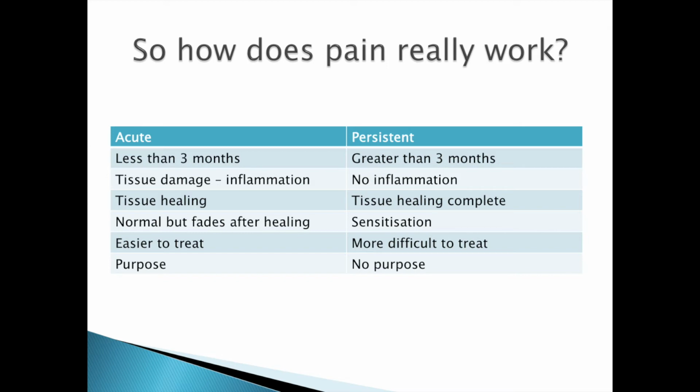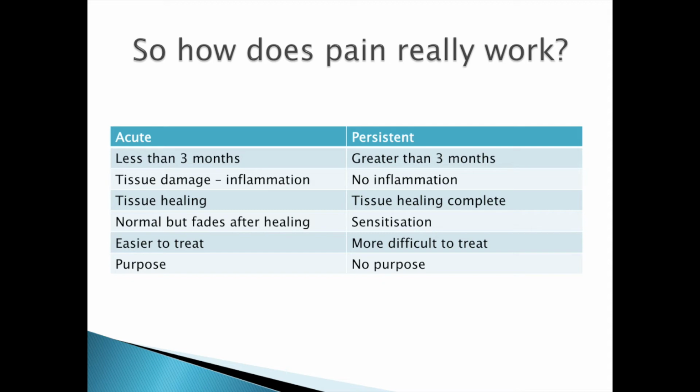Normally it starts off with tissue damage, actual tissue damage following an injury, which then promotes an inflammation process, which then promotes a tissue healing process, the building blocks, if you like, laying down all those fibres that will create our healed tissue. And then normal function fades back in after the healing has been completed. These are easier to treat by and large because that pain has a purpose, and the purpose is normally to protect the area that's been damaged. Once that length of time has been completed, the pain will fade away and function returns to normal.